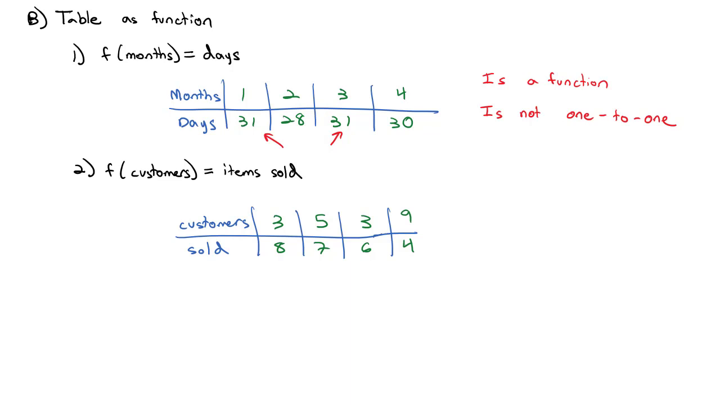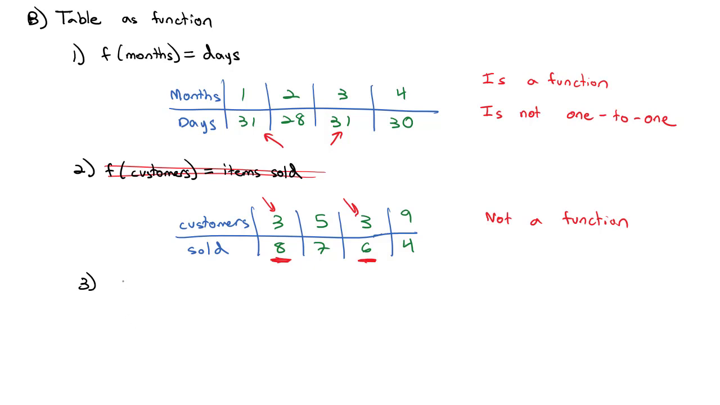Is this one a function? Well, this one is not a function because we see that twice there were 3 customers, but it resulted in a different number of items sold. So this one is actually not a function because the number of items sold is not determined by the number of customers. The same number of customers could buy a different number of things. It's not a function. And it can't be one-to-one because it has to be a function first to be one-to-one.